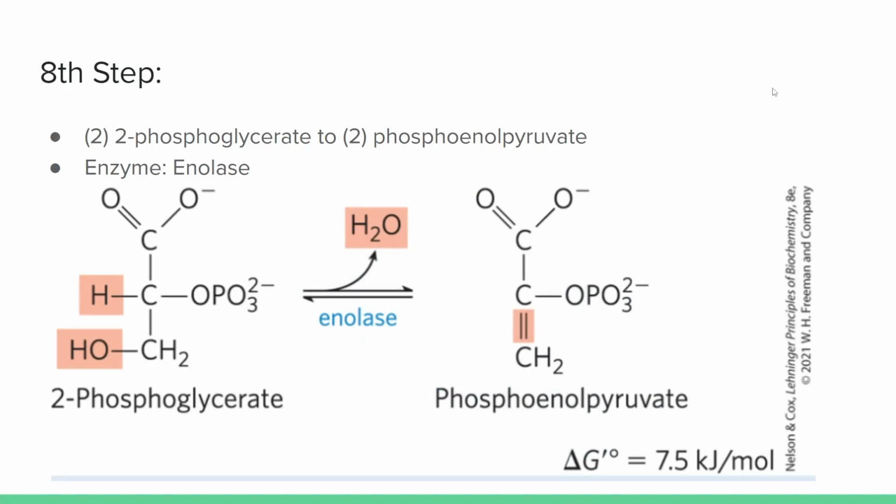2-phosphoglycerate is converted to phosphoenolpyruvate using the enolase catalyst. During this reaction, dehydration is taking place and water is lost from the 2-phosphoglycerate and a double bond is formed. This phase is reversible.